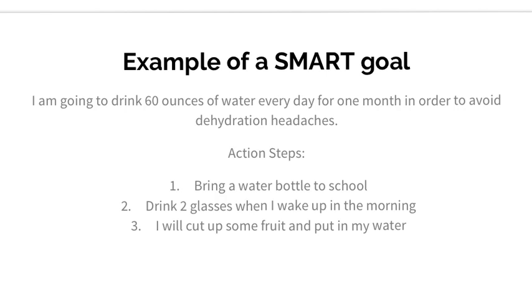And then finally, for the third one, maybe water isn't something that's very appealing to you. So to make it more appealing, maybe you'll cut up some fruit and put it in your water to make it taste a little bit better for you. So as we are breaking down this example of the SMART goal, if you look, 60 ounces of water is what is going to make this goal measurable. Okay. Obviously, dehydration headaches, this is going to make this goal relevant. So this is why this goal is important to us.